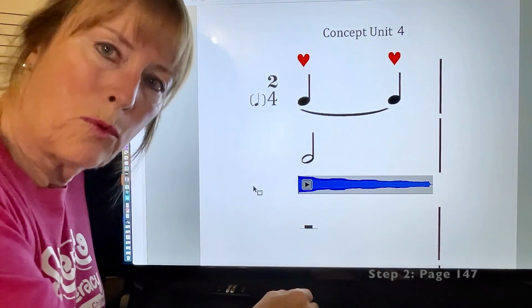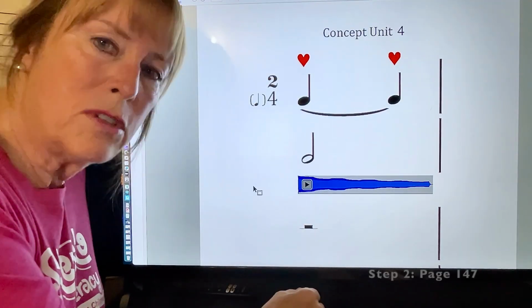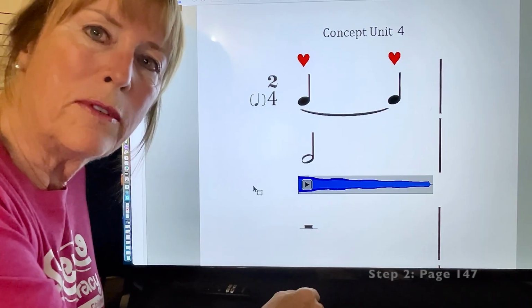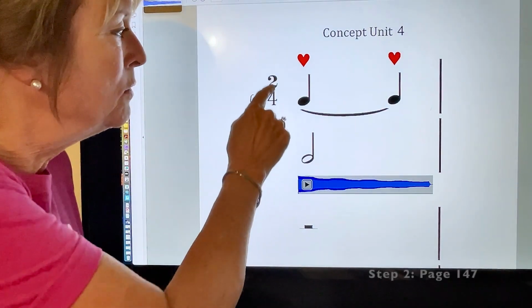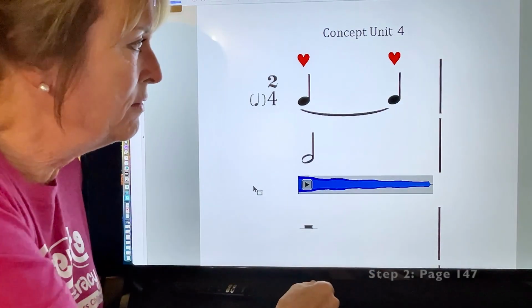Here is a half rest. It means 2 beats of silence, and this little box usually sits on the 3rd line up of the music staff.